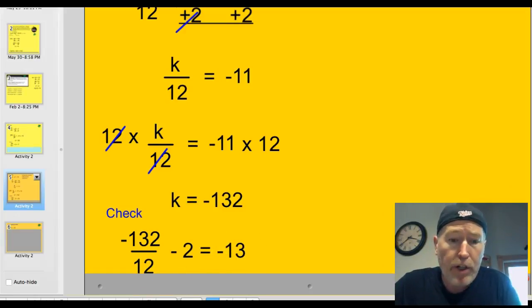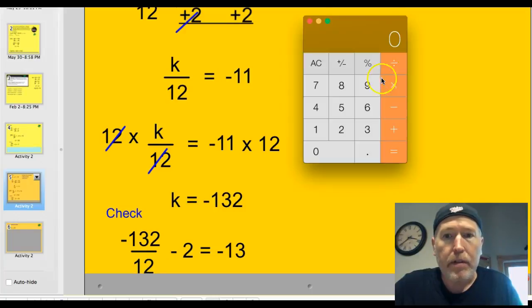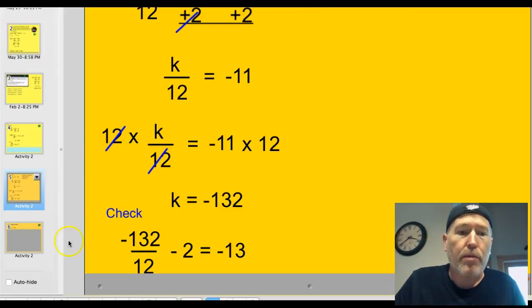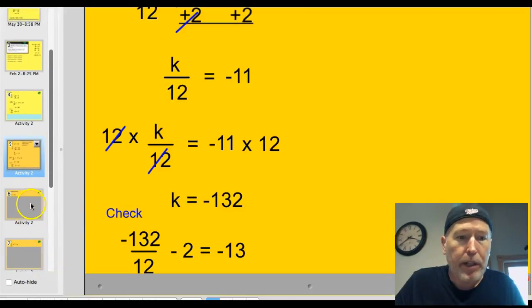Okay? If you wanted to check that in your calculator and you're not sure, I'm just going to show you one more time quickly how you pop that into a calculator. Here we go. So we'll go ahead and put that 132 in first, and we're going to make that negative. We're going to divide that by 12. We're going to subtract 2. There's your negative 13. Okay? Just a refresher on how to put that in and check your work with your calculator.